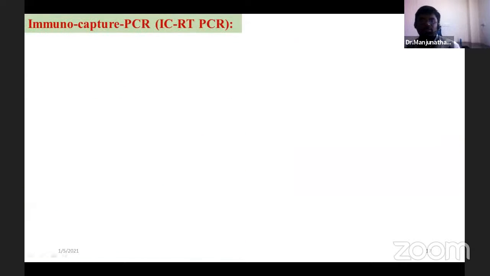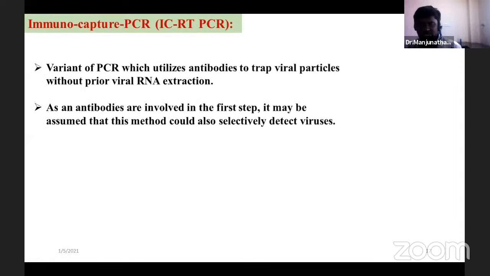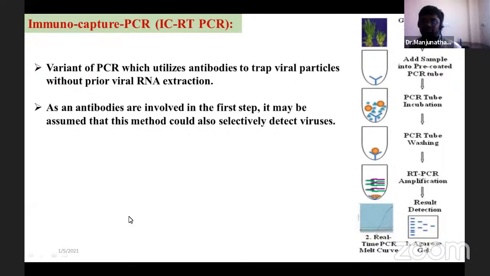Another one is also a variant of PCR. It's a combination of serology and a molecular method. Here in the initial step itself, while preparing the sample, the PCR tubes are pre-coated with antiserum specific to the particular pathogen. So it increases the sensitivity more than PCR. That's why nowadays, especially for the detection of RNA pathogens, RNA viruses, this method is getting popularized.